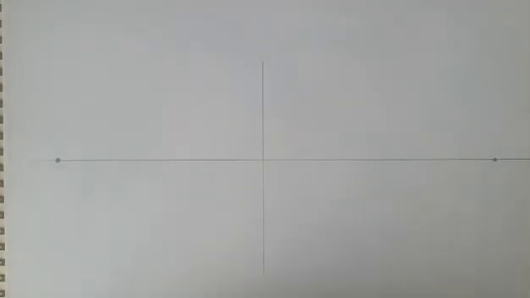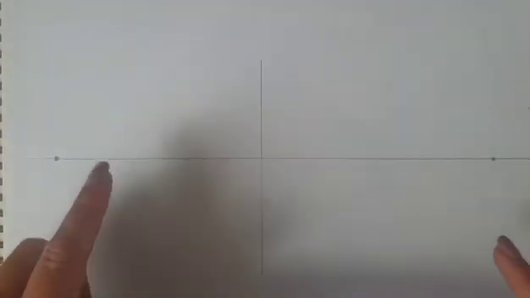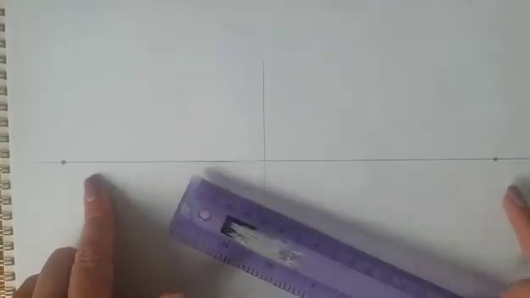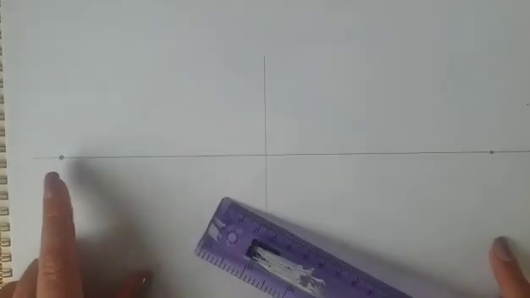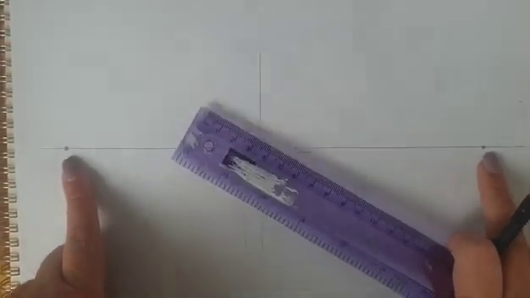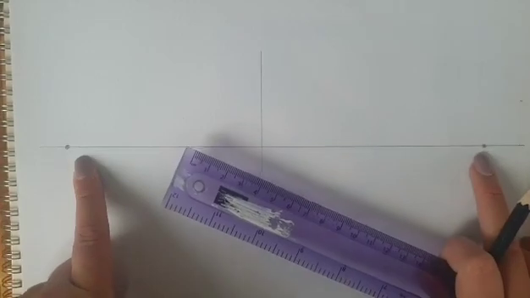Okay, good morning. Today I'm going to show you how to draw a room. I'm going to go for a bedroom, but it can be any room using 2-point perspective. So as you can see, I've drawn my horizon line and I've got 1 vanishing point here and 1 vanishing point here. So it's 2 points this time.